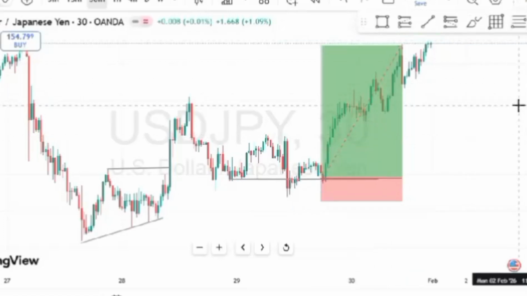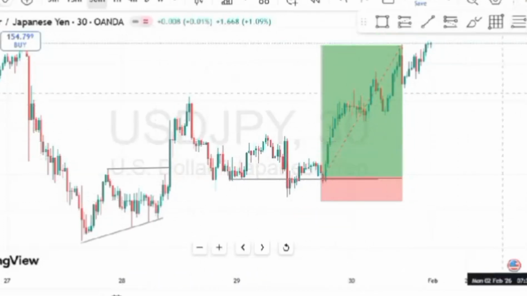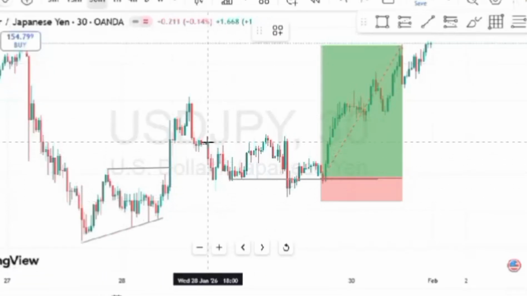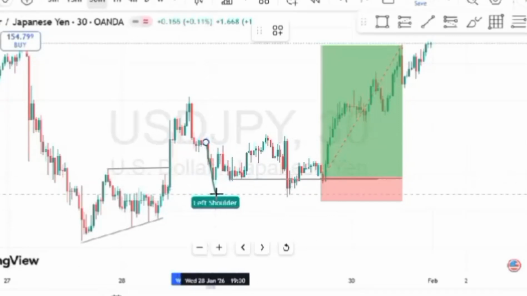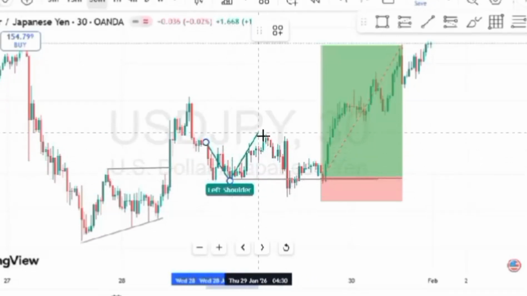Now, as I looked at the market very well again, I saw this inverted head and shoulder. Let me draw it out for you. So I took this as my left shoulder here.